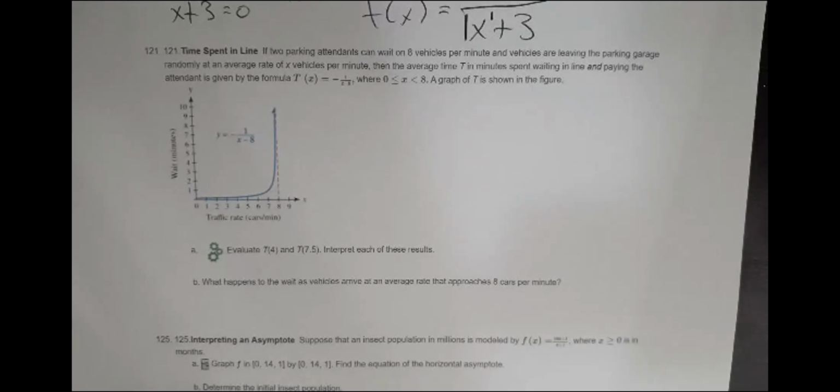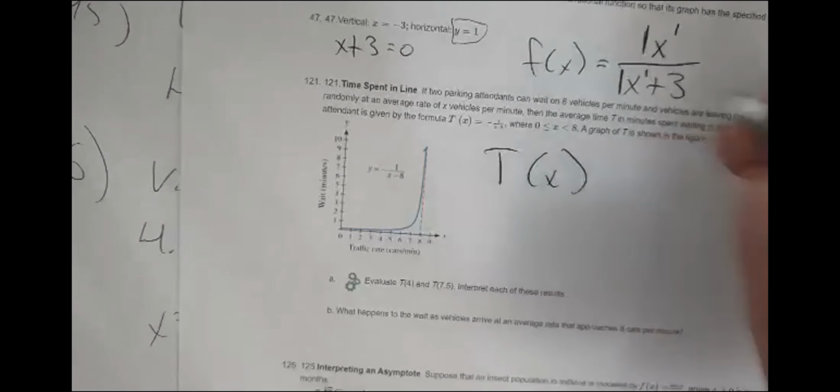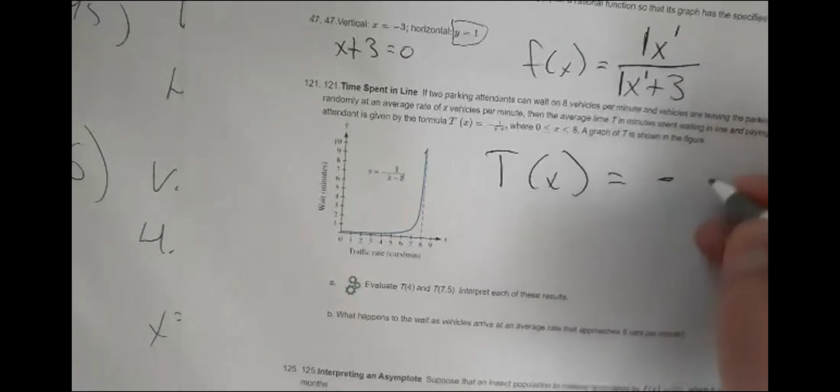Okay, so 121. If 2 parking attendants can wait on 8 vehicles per minute and the vehicles are leaving the parking garage randomly at an average rate of x vehicles per minute, then the average time t in minutes spent waiting in line and paying the attendant is given by this formula. T of x equals negative 1 over x minus 8. So maybe let me rewrite this a little bit. It's written right there too. This is my formula.